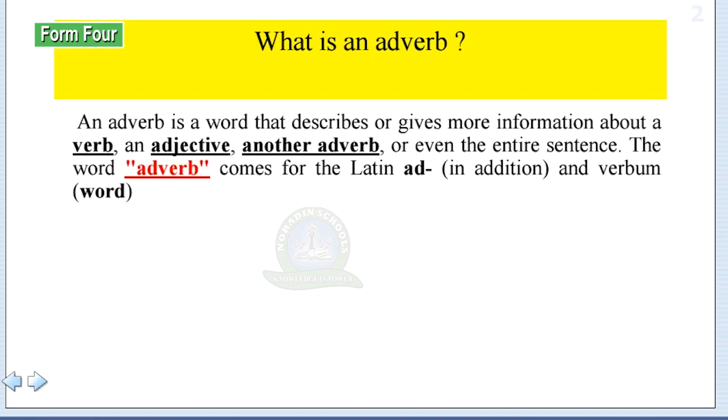So what is an adverb? An adverb is a word that describes or gives more information about a verb, an adjective, another adverb, or even the entire sentence. The word adverb comes from the Latin ad, which means in addition, and verbum, the word. So this is the definition of adverbs.